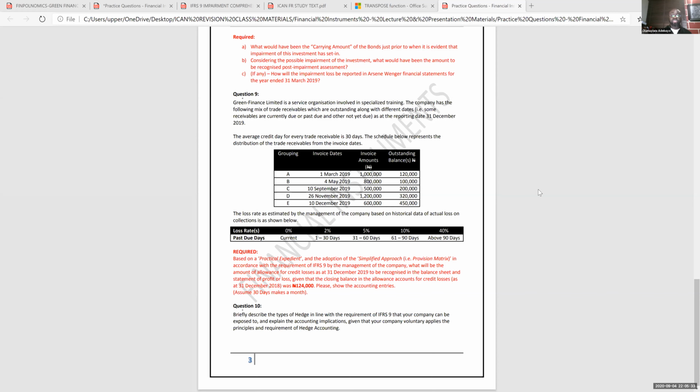Now, how do I solve this? Therefore, I'm not going to use stage 1, stage 2, stage 3 here because I'm using the simplified approach, which is the provision matrix. They've given me the basis of making my provision based on past due days. Therefore, what will I do? I'll use Excel to solve this. Why? So that it is easy for me to calculate.